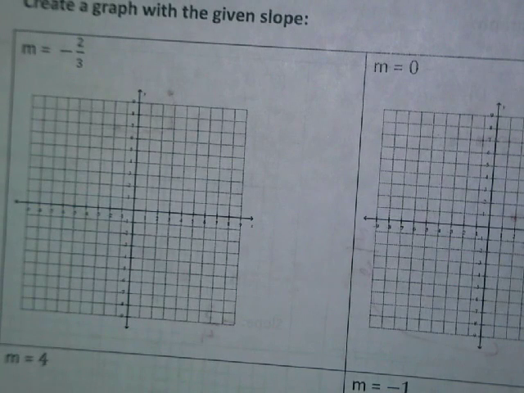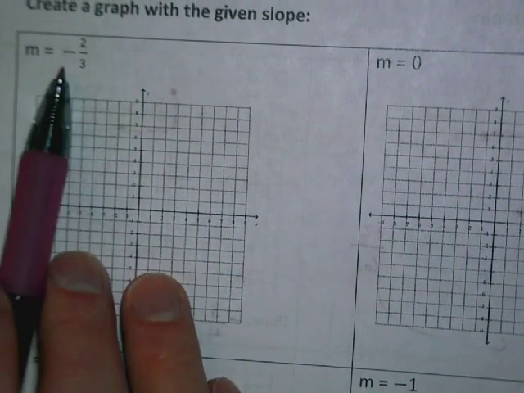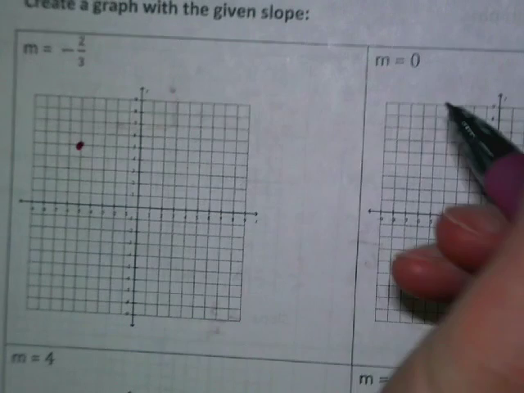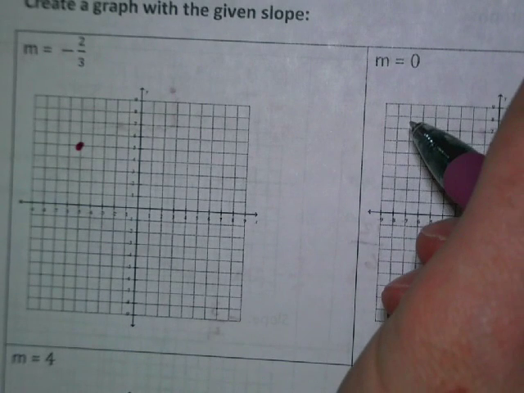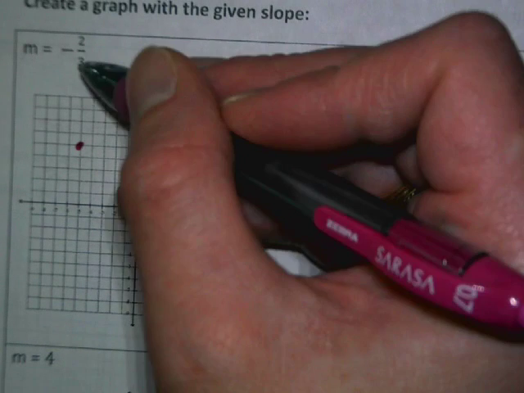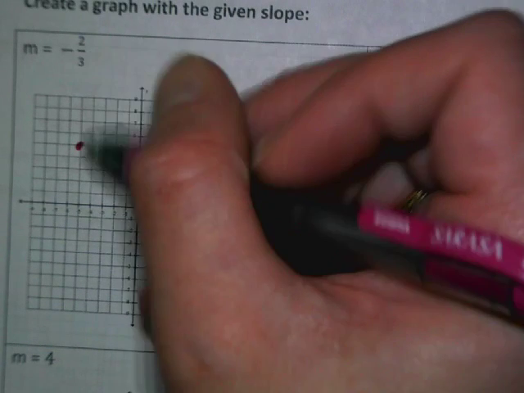All right, turn it to the last page. So here we are going to create a line with these slopes. Everyone might have different lines. They're all going to be going the same direction though, because I don't give you a point to start at. So if I'm going to create a slope of -2/3, pick any point, wherever you want to start. I'm going to put a point there.